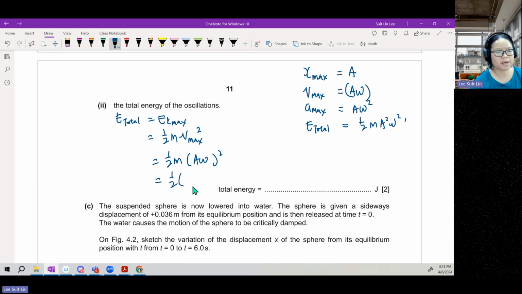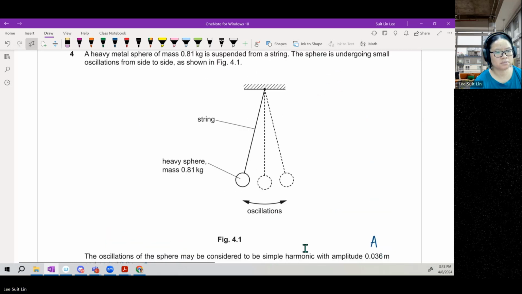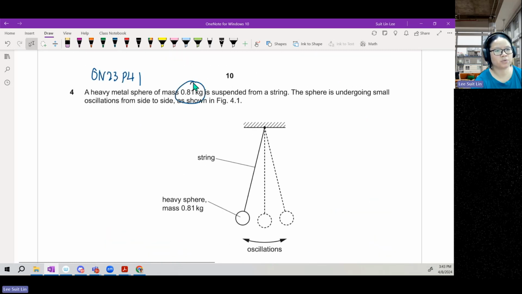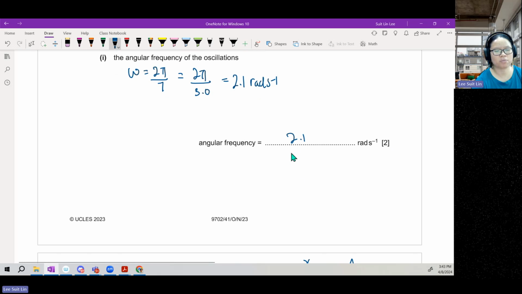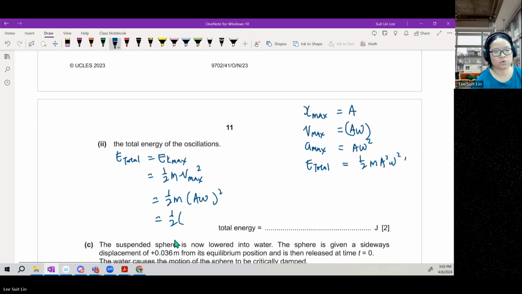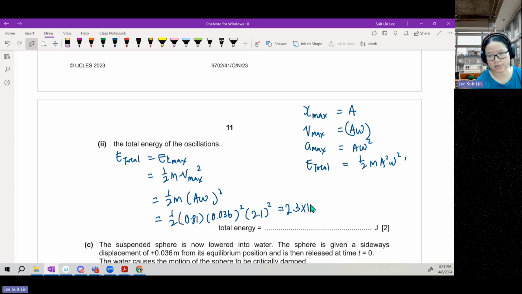Okay, do I have the mass of the sphere? Here, 0.81 kg. I also have A, 0.06, and I've just calculated omega, 2.1. Okay, so 0.81, 0.036 squared, omega was 2.1 squared. You stab your calculator, you will get 2.3 times 10 to the power negative 3.